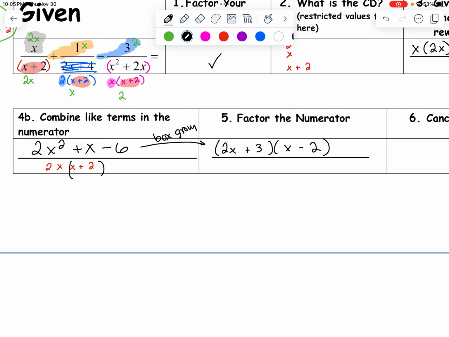Did I do that right? I'm going to check right now. 2x squared minus 3 minus... Nope, you got your signs backwards. How did I get my signs backwards? Well, you need that to be 4 and -3 to get a positive one. Oh, yes, okay.